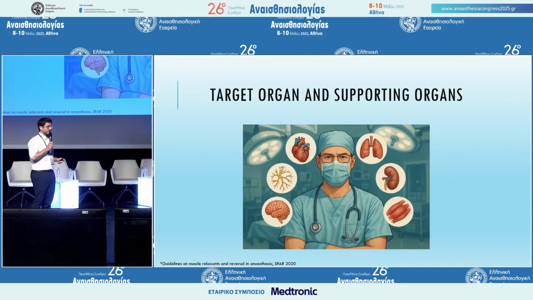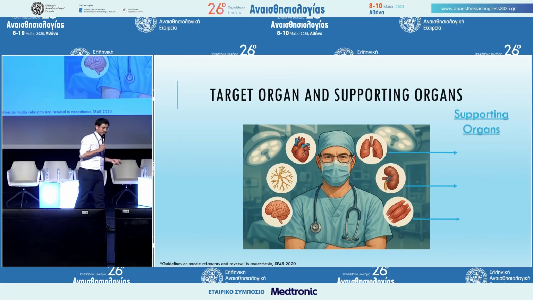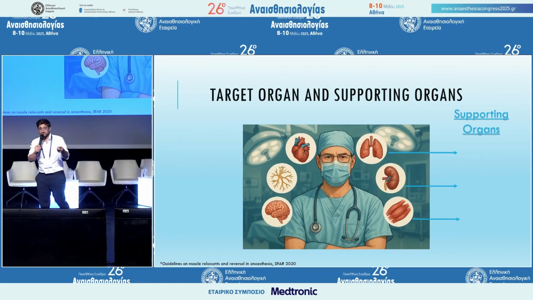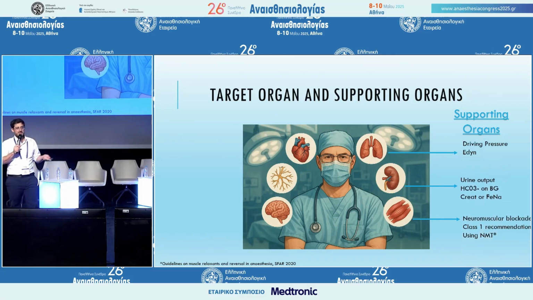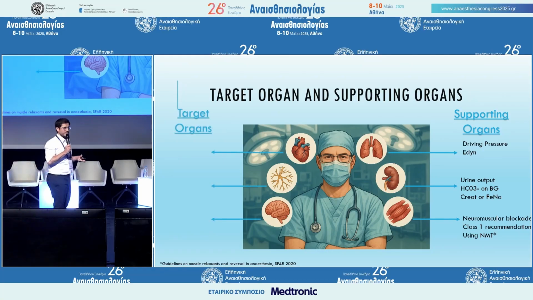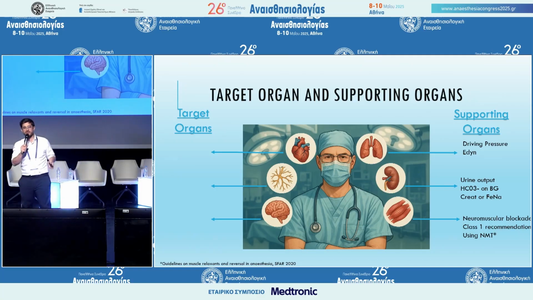Let's say that we have two categories of organs. We have the supporting organs, like lungs, kidney, muscle, and for these organs, I need to keep them in the right homeostasis. But I also have the target organs. The target organs are the ones being altered by the anesthesia. And every time, I need to seek the right measure of everything.